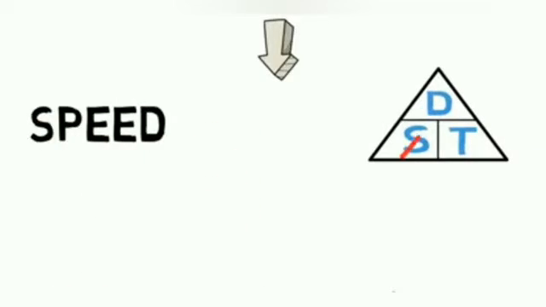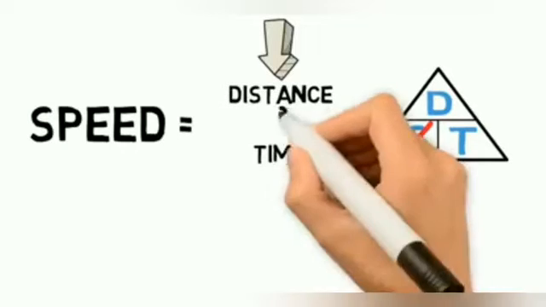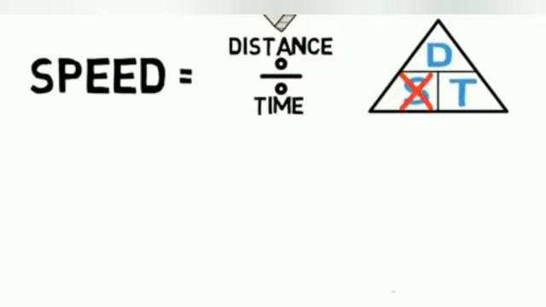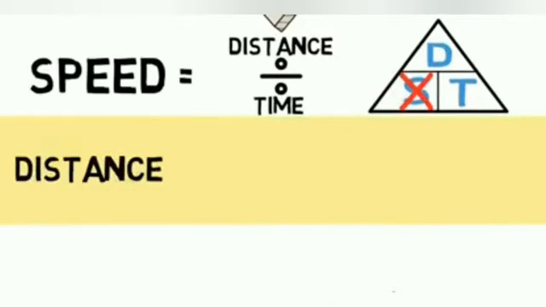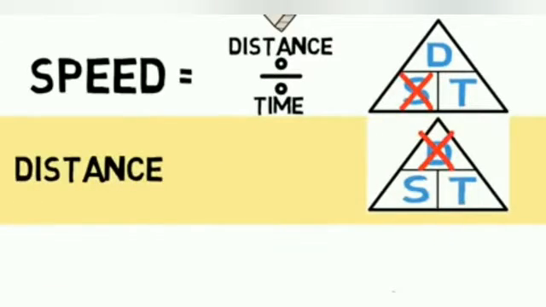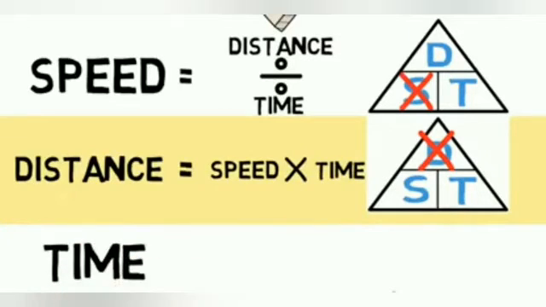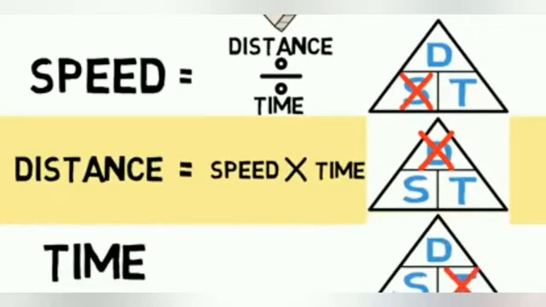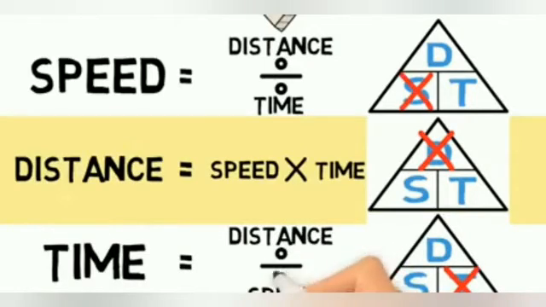To find the formula for speed of an object, we cover up the S. This then shows that it is distance over time, or distance divided by time. For distance of an object, cover up the D. This leaves S and T. As they are next to one another, this shows you need to multiply them. Now for the time an object has travelled, cover up the T. You are left with distance over speed, so you need to divide distance by speed.